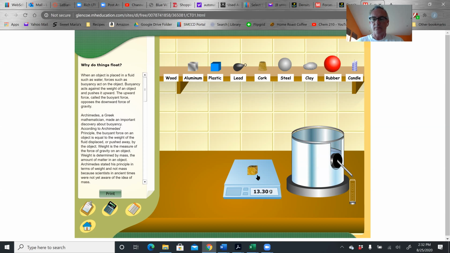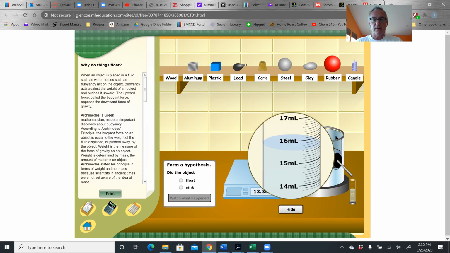There we go. So we take the mass, 3.30, and now remember, all of the digits in the mass are going to be significant. So we've got 4 significant digits here, okay? And then you drop it, and that is the volume of water it displaced.